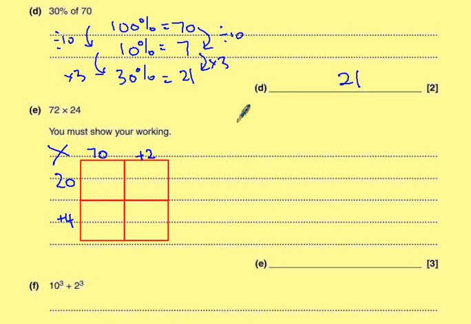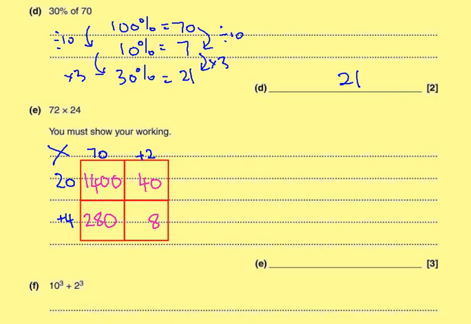So 20 times 70, 2 times 7 is 14. I'm going to put 2 zeros back on. 20 times 2 is 40. 2 times 2 is 4, 1 zero back on. 4 times 70. Well, 4 times 7 is 28, and I'm going to put 1 zero back on for 280. And 4 times 2 is 8.